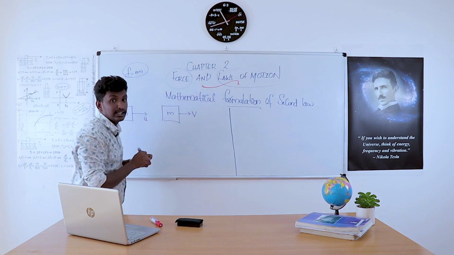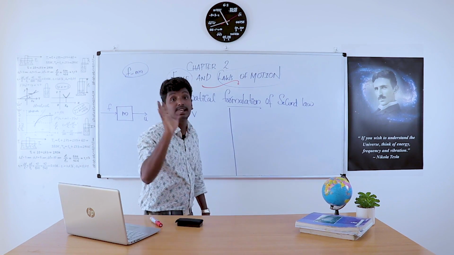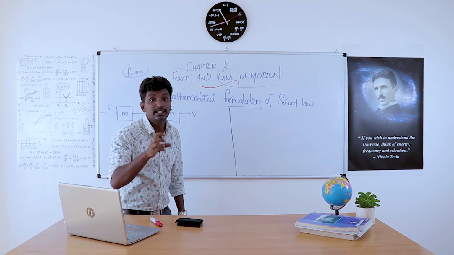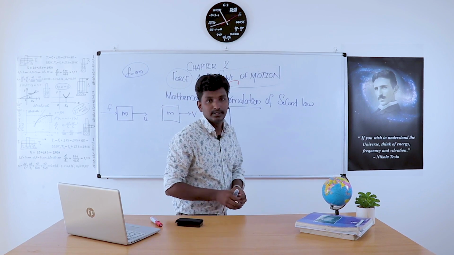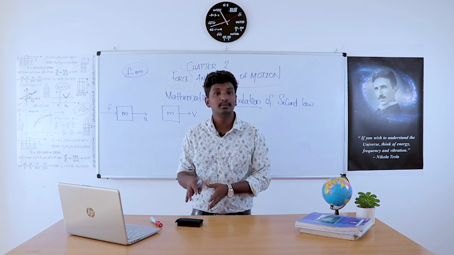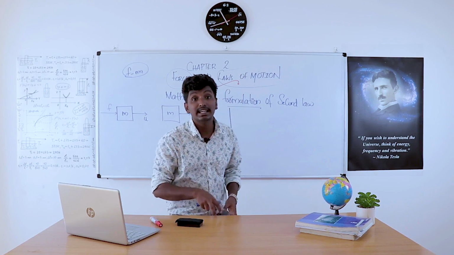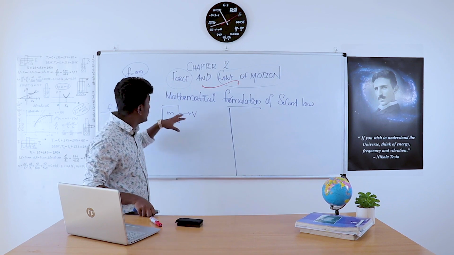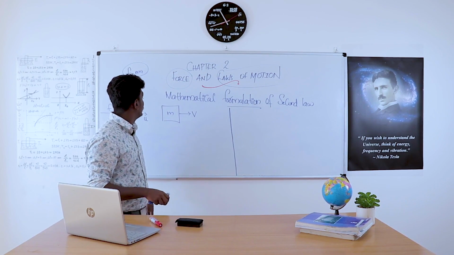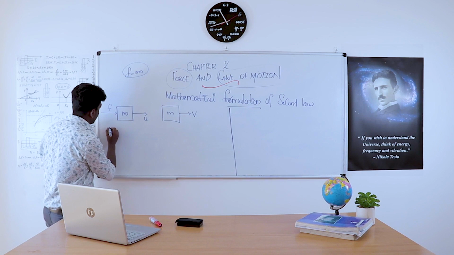By Newton's second law, we have the statement: rate of change of momentum is directly proportional to the force. So first of all, we have to find the rate of change of momentum. For that, we have to find the change in momentum. For finding change in momentum, we need the initial and final momentum of this moving object. So first of all, I am going to find the initial and final momentum of this object.